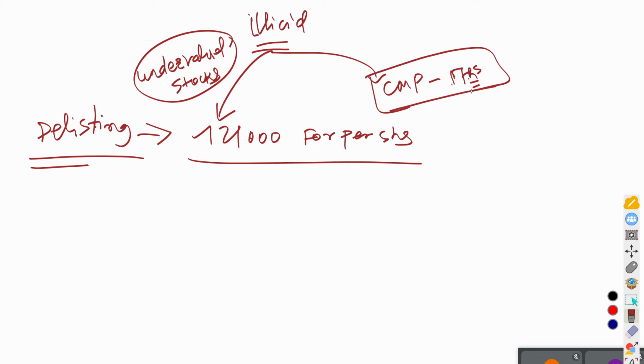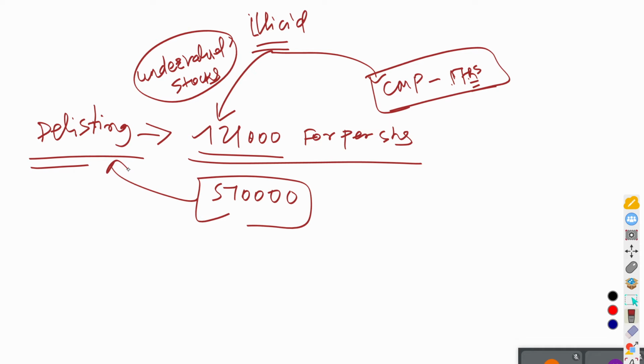But the fair value of Illicit Investment goes up to 1,21,000. Even though this is not the correct calculation, the actual price was 5,10,000, which the shareholders are quoting. If the company wants to delist the securities, then the company should pay 5,10,000 per share to shareholders.